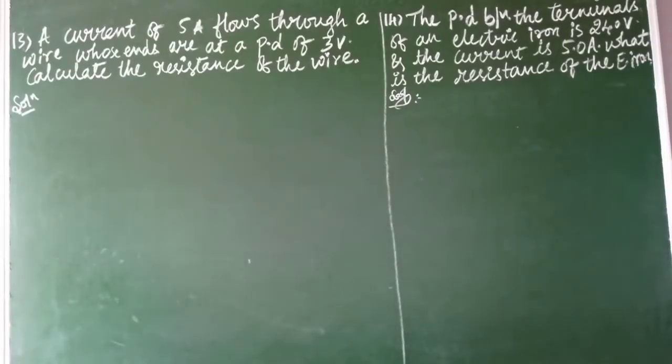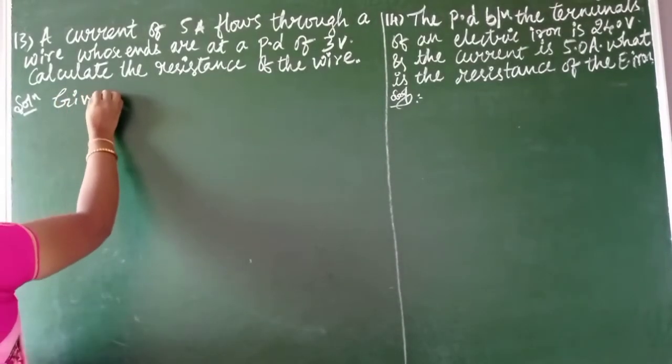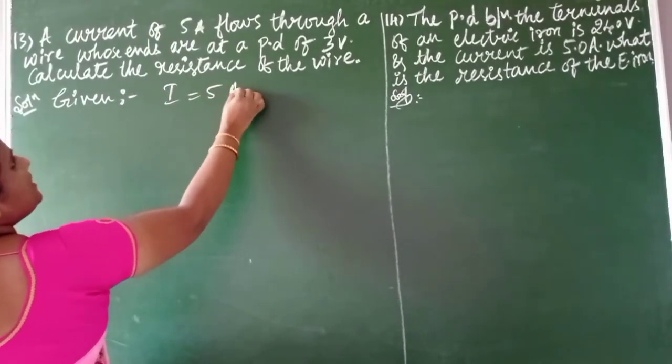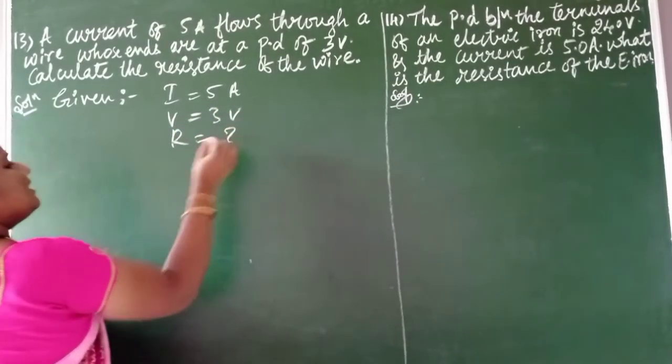Children, the next question is: a current of 5 amperes flows through a wire whose ends are at a potential difference of 3 volts. Calculate the resistance of the wire. Here, what are the given things, children? The current I value is given, and the potential difference value is given. So, directly we need to calculate what? The resistance value, isn't it, children? So, what do we have to do? Given I is equal to 5 amperes, V is equal to 3 volts, R is how much?